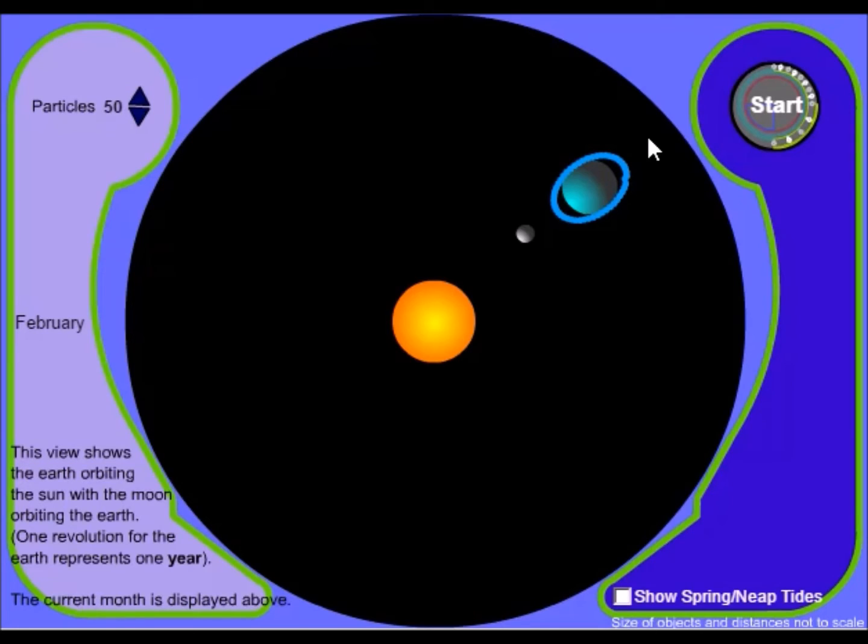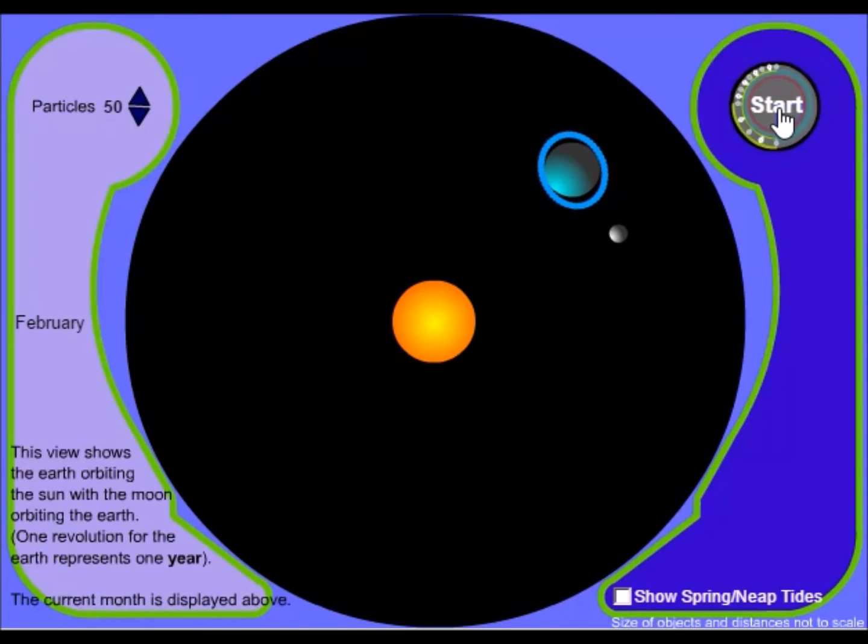Okay? But then when the moon is on the sides of the earth, the gravitational pull of the sun and the moon kind of counteract each other, and the tides are not very strong. Those are called neap tides. Okay? Now this simulator actually goes into motion, and I'm going to show it to you. All right?